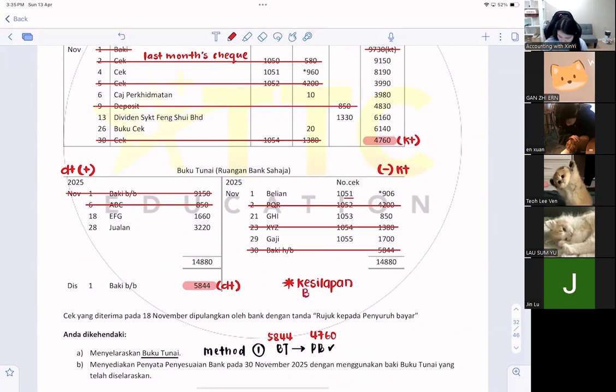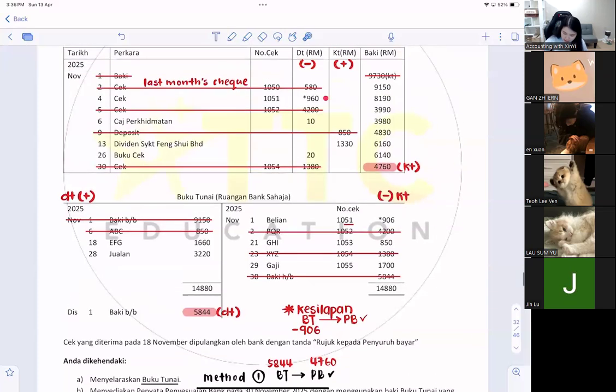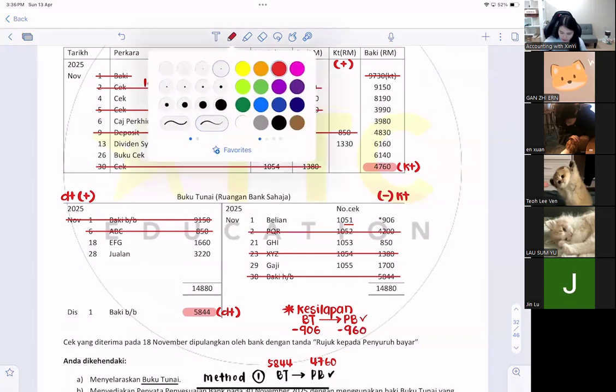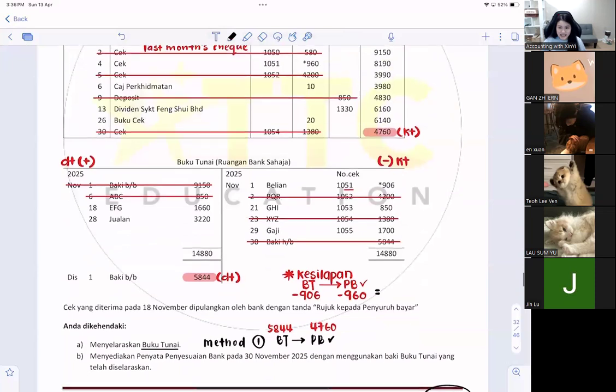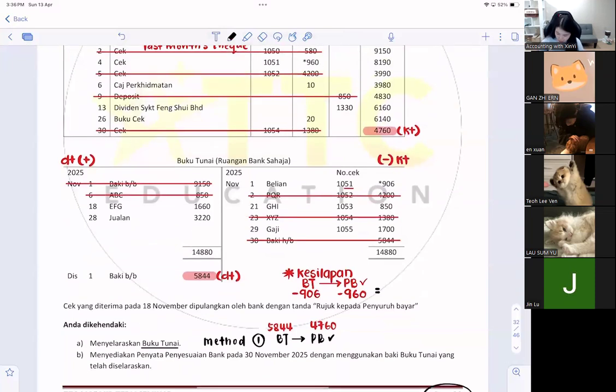Now, I want it to go from Buku Tunai to become the Penyata Bank's number. So inside my Buku Tunai, it's 906 negative, while Penyata Bank shows negative 960. Now, for the number to go from negative 906 to 960, the difference is 54. But should we further minus or plus? Any idea? Yeah, we should further minus it so the number can be even bigger. So then the 54 difference, what should I call it?